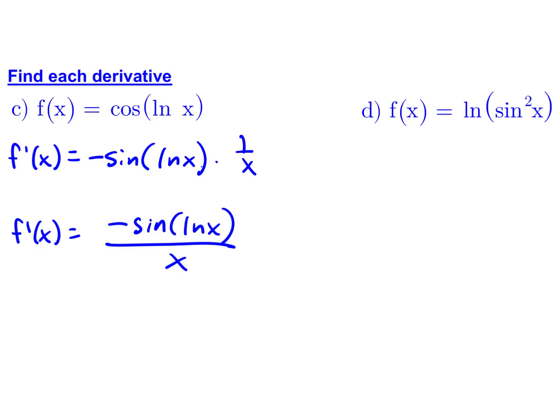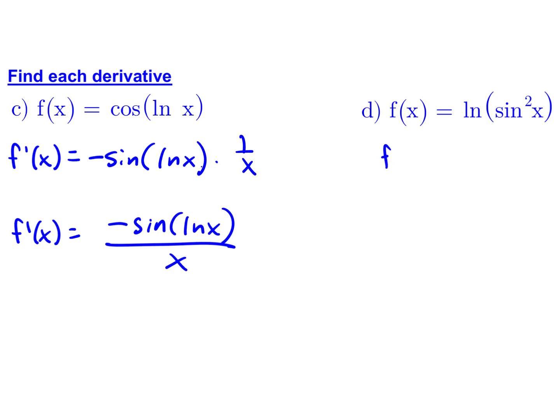And so this, again, is not the sine times. This is the sine of the natural log of x. So if x was a number, you could punch this all in your calculator, and it would give you an actual numerical value. Okay. This next one is the same kind of thing.